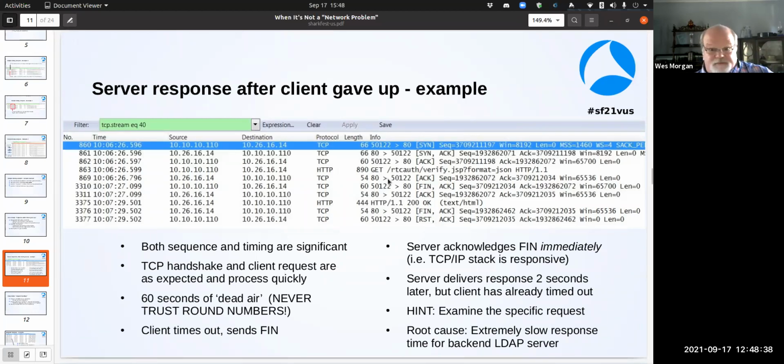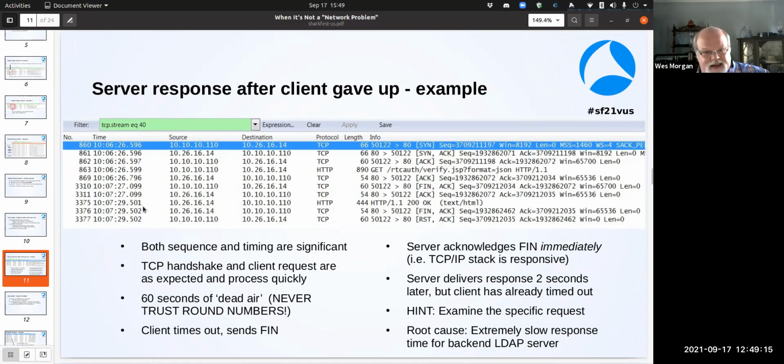So the client effectively gives up. It's timed out. It sends a FIN. I'm done here. I can't wait for you anymore. Notice the server acknowledges the FIN immediately, within a millisecond. Okay, so there's another indicator. The TCP stack is responsive. So this is not an issue with the operating system. We're not looking at that layer because the TCP stack is highly responsive.